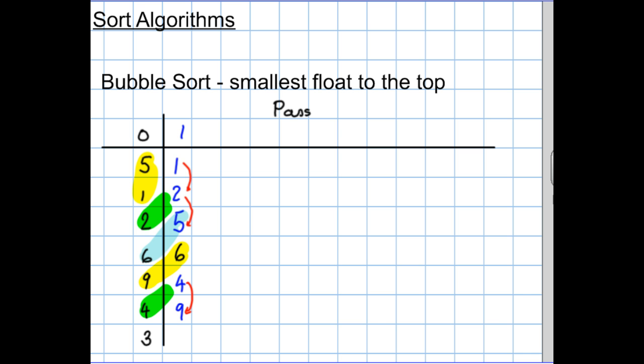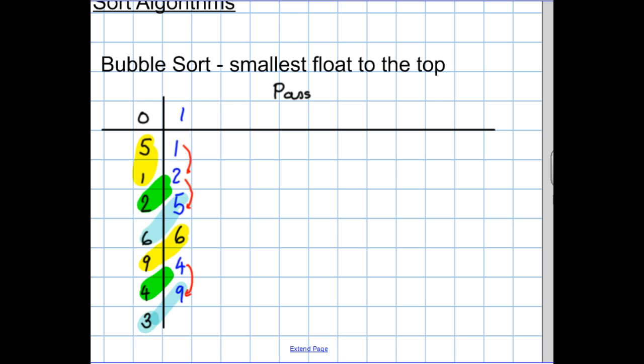And then it compares 9 and 3. 9 is larger than 3, so they swap positions. And 9 goes to the end here.